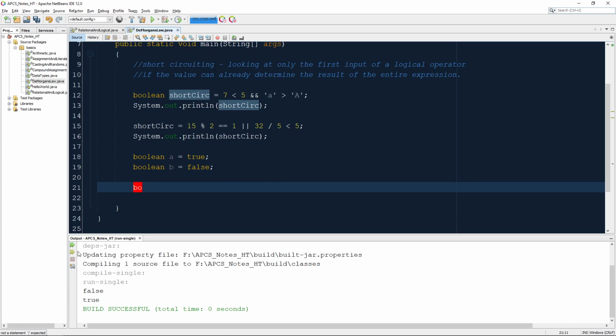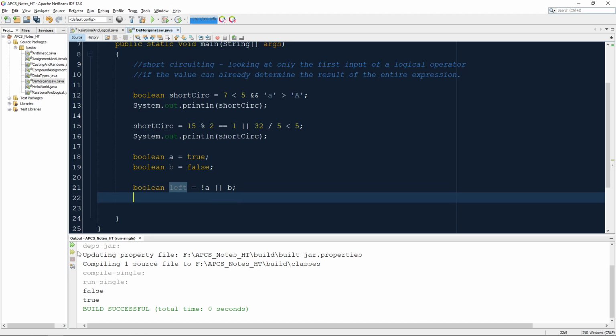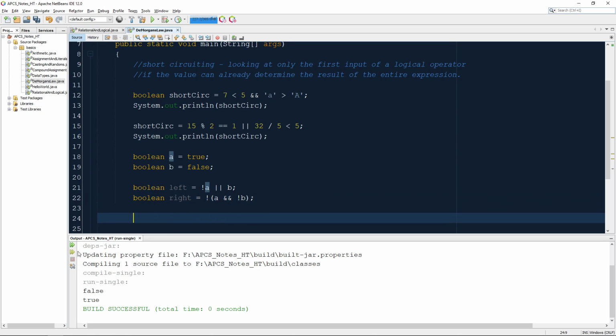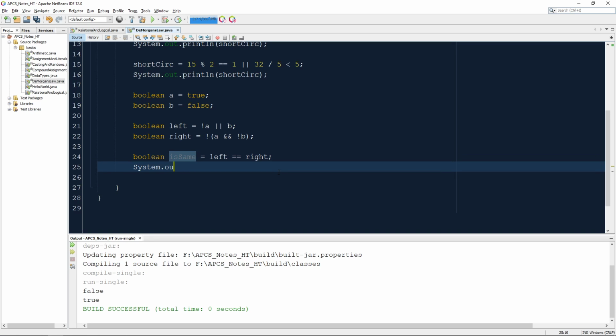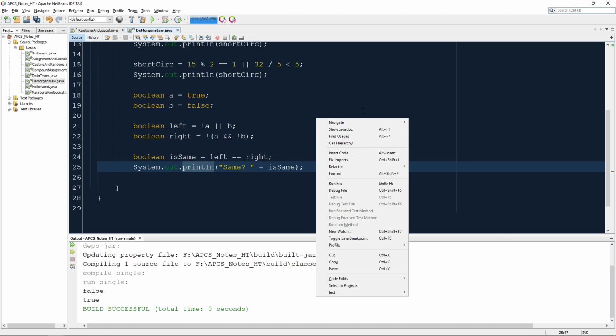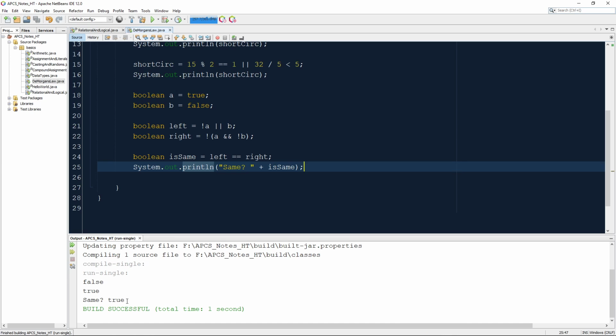So I'm going to say boolean left is equal to, and we said it was going to be, not (A or B). Boolean right is equal to not A and not B. And then my question is, boolean isSame is equal to left equal to right. I'm saying they're the same, so I'm going to go ahead and print out a message as well, "same", and then we can attach our isSame variable. So let's see what ends up happening. And there they are, the same is true.